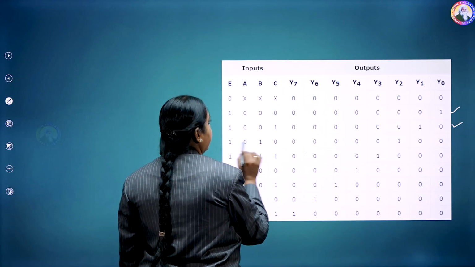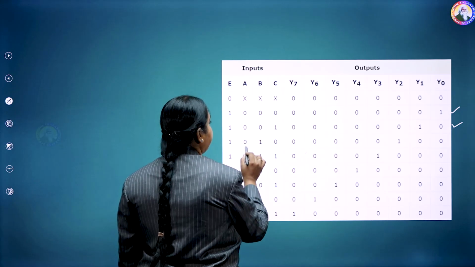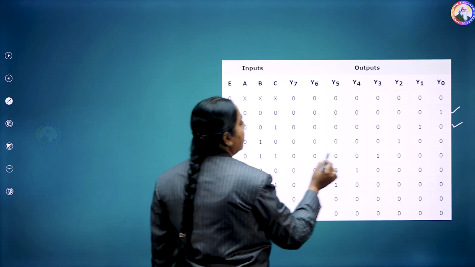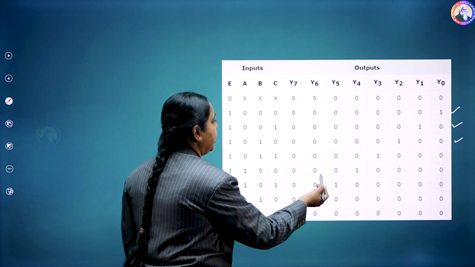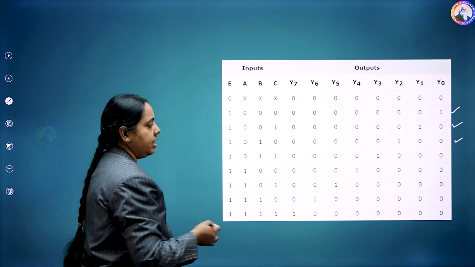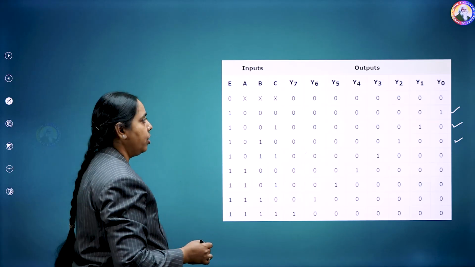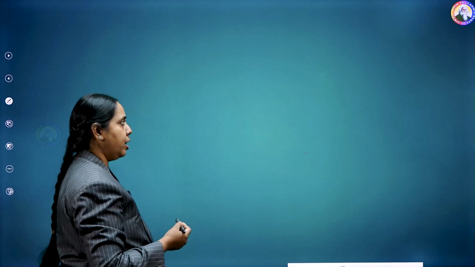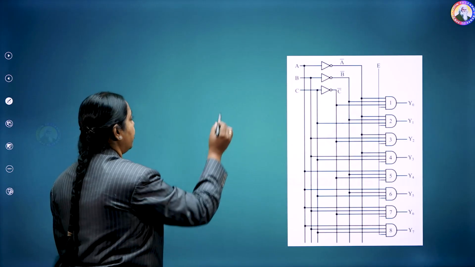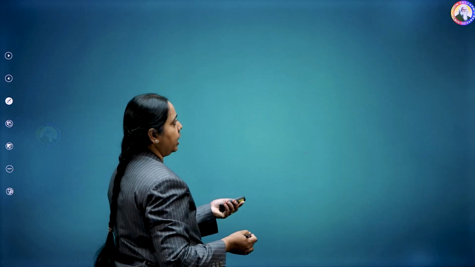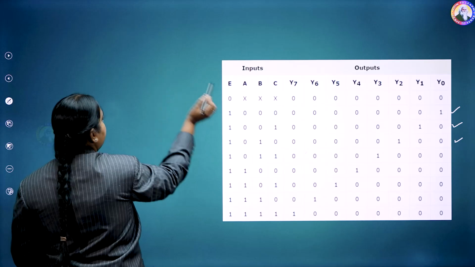Next, with the enable input equal to 1 and ABC equal to 0, 1, 0, the output that is identified is Y2. Similarly, like that Y3, Y4, Y5, Y6 and Y7. With the enable pin equal to 0, all outputs are 0. Now, coming to the logic diagram representation, this is the logic diagram representation for the 3 to 8 decoder. So, with respect to this truth table, we need to identify what Y0 is.